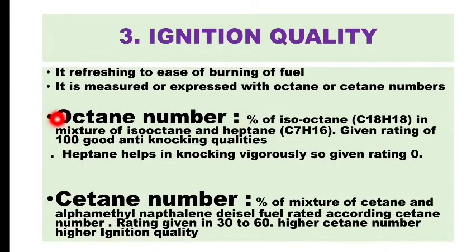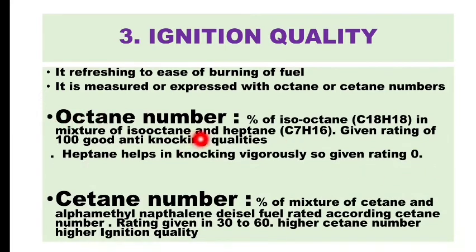The octane number is considered, and if the fuel has a rating of 100, then it will have good anti-knocking qualities. Heptane is not good for an ideal fuel. If heptane is present vigorously in the fuel, it will help in knocking, so it will start making sound while burning. So if heptane is present vigorously, then the given rating is 0.